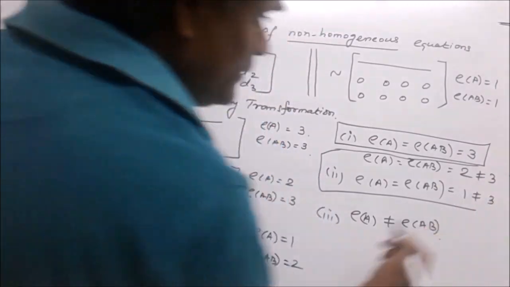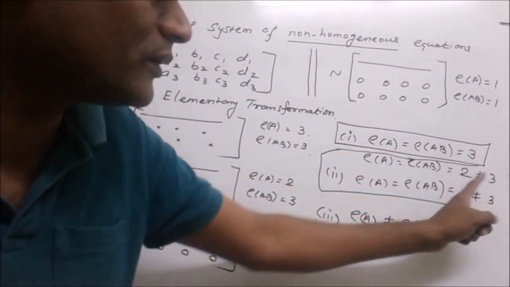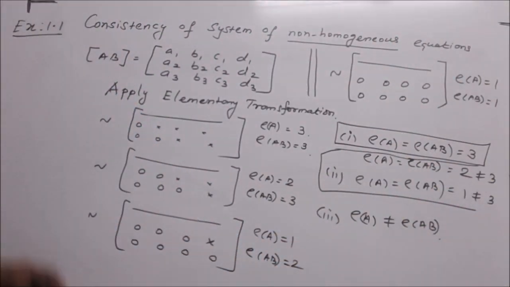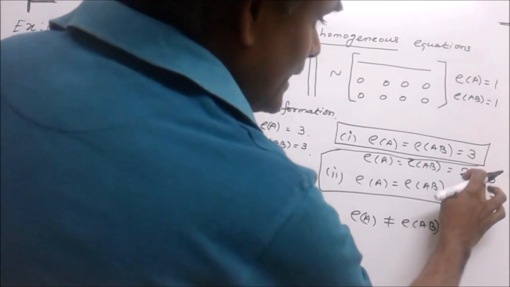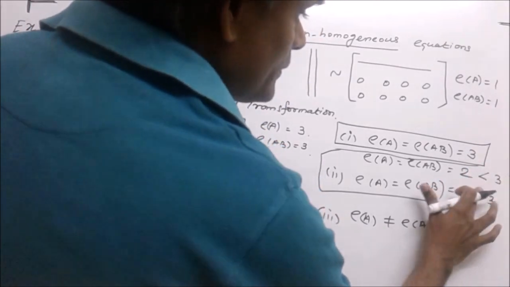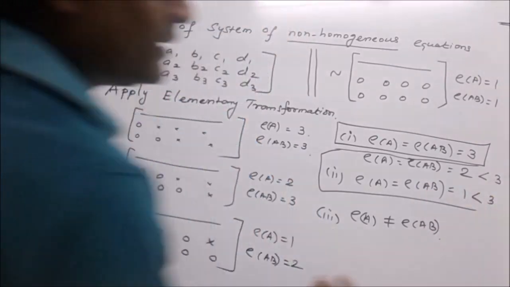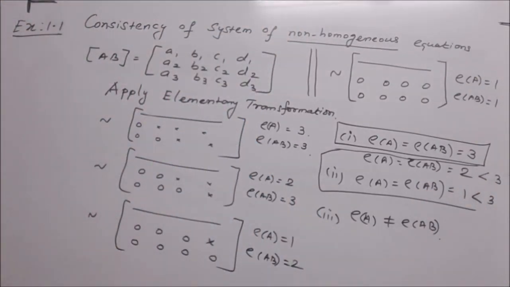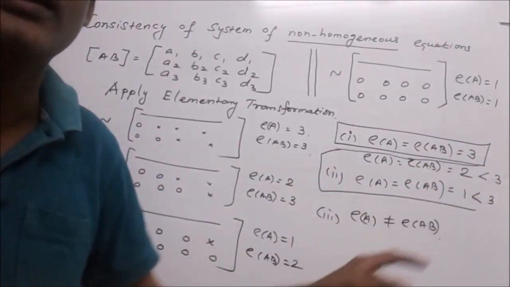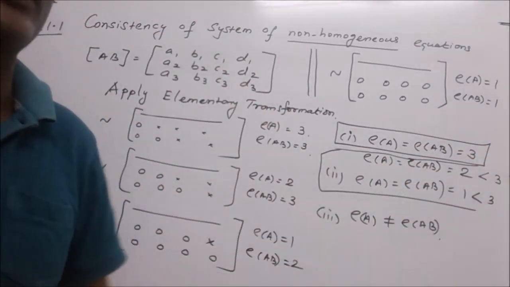The first case is equal to number of unknowns. The second case, not equal to number of unknowns, will be represented by less than number of unknowns. Rank of A will be equal to rank of AB, that will be equal to 3, that is equal to number of unknowns.